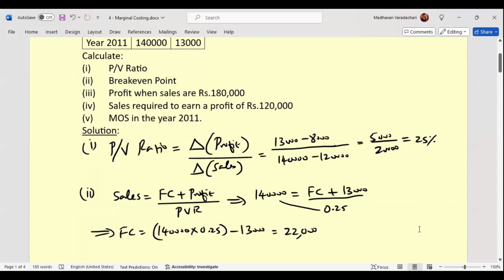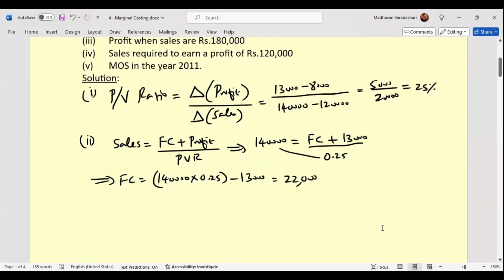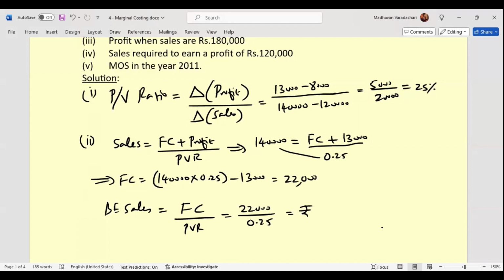Now let us calculate the break-even point. Break-even sales is equal to fixed cost divided by PV ratio, which is 22,000 divided by 0.25. So we will get the break-even sales as rupees 88,000.